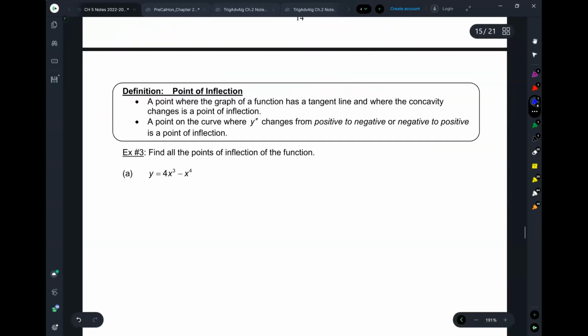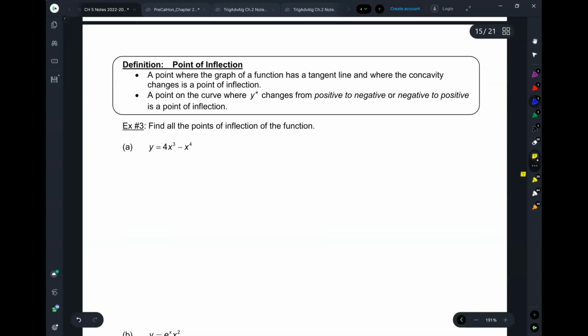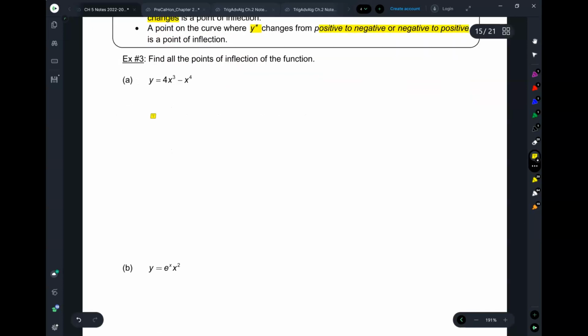If it's asked first. So here we go. Point of inflection is the next thing we're talking about. A point of inflection is a point where the concavity changes. That's what you have to figure out. So y double prime changes from positive to negative and vice versa. Okay, so let's do this one.